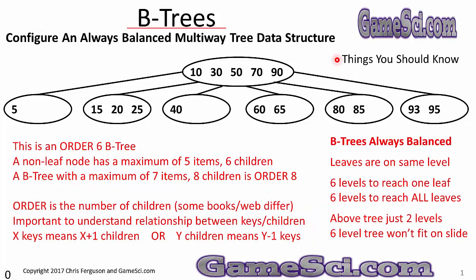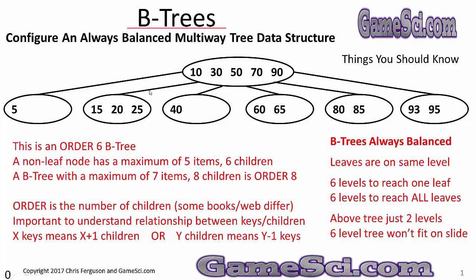B trees. Things you should know. A B tree is always balanced. Leaves are on the same level. If it takes 6 levels to reach one leaf, it takes 6 levels to reach all leaves. The above tree just has 2 levels. A 6-level tree wouldn't fit on this slide.